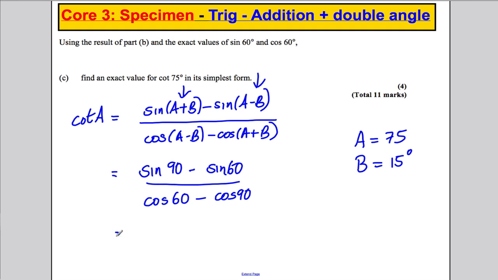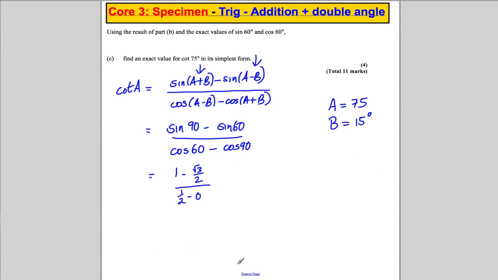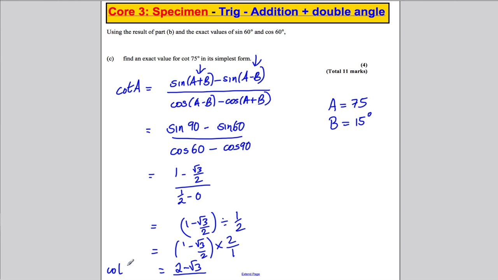And all these we can work out because sin 90 is 1, sin 60 is root 3 over 2, cos 60 is a half, and cos 90 is 0. So we are getting 1 subtract root 3 over 2, divided by a half, which is the same as 1 subtract root 3 over 2 multiplied by 2 over 1. And if we multiply out those brackets, we would get 2 subtract root 3. And that would be the exact answer of cot 75 as required. And we're done. We've got our 11 marks.